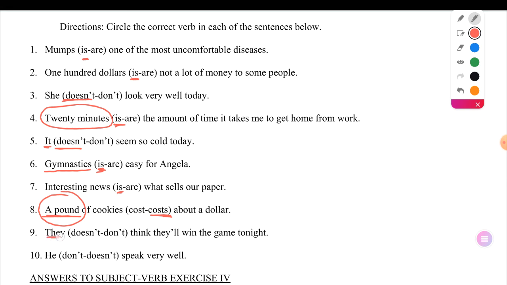They think they will win the game tonight. They is plural, so the verb will be plural too. Excellent, don't, for the people who said the answer, of course. He doesn't speak very well. He is singular, so the verb in negative is supposed to be singular too, which is doesn't.